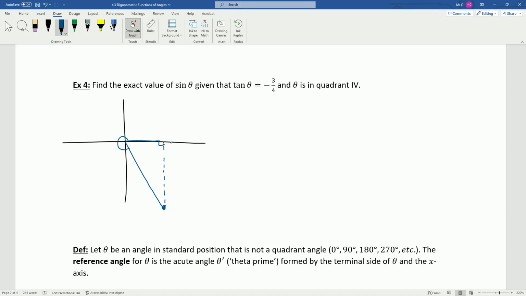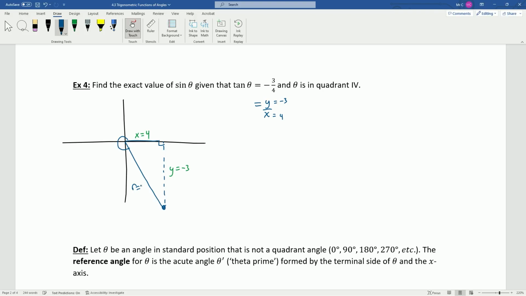And what does that tell me? Well, if tangent of theta is equal to negative 3/4, this is my y over x value. And since I'm in the 4th quadrant, y is negative and x is positive. So the y is negative 3 and the x is 4. My triangle is not to scale. That's okay.